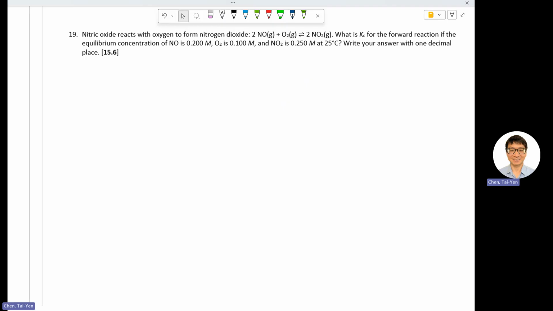It says nitric oxide reacts with oxygen to form nitrogen dioxide. So this is the equation just described. What is the Kc for the following reaction if the equilibrium concentration of NO is 0.2 M, O2 is 0.1 M, NO2 is 0.25 M? So you want to calculate your Kc, right? Therefore, you're going to use the concentrations of your reactants and product to do that. Look at the data.